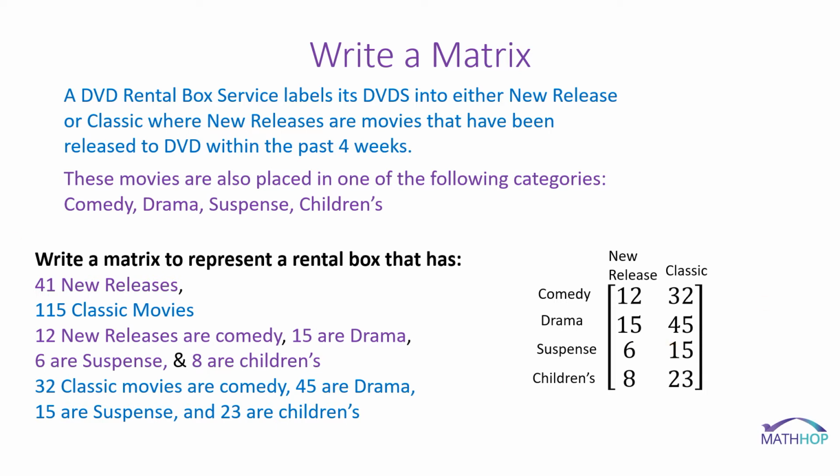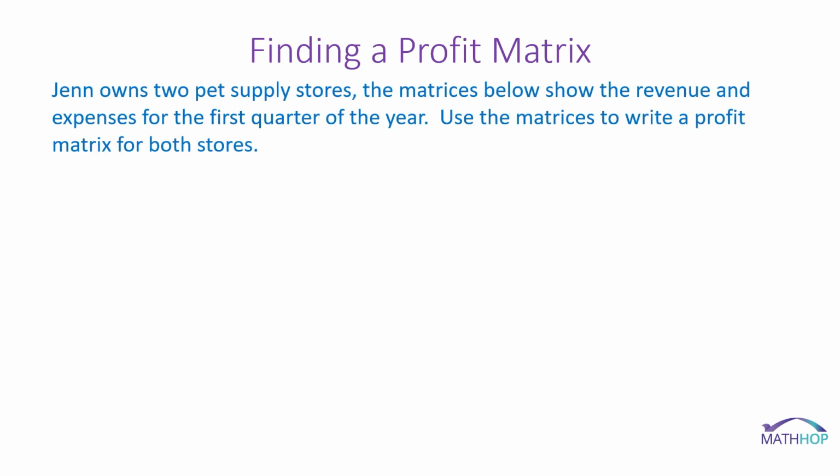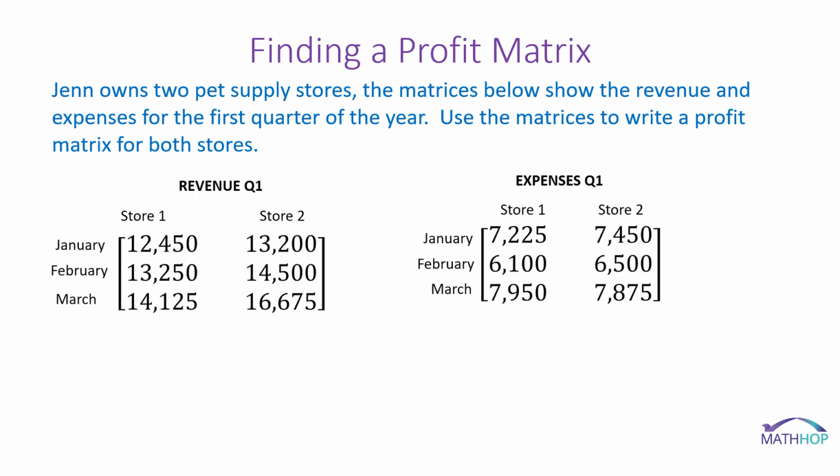All right, let's use another example that comes up usually in Algebra 2. Before you get into college math with matrices and do a whole lot more with them, you usually find a profit matrix. So a profit matrix would take 2 matrices to determine that profit. What I mean is, let's say Jen owns a pet supply store. The matrices below are going to show the revenue and the expenses for the first quarter. So here's her revenue matrix, here's her expense matrix for store 1 and for store 2. And remember, quarter 1, we're talking the first 3 months of the year, right?